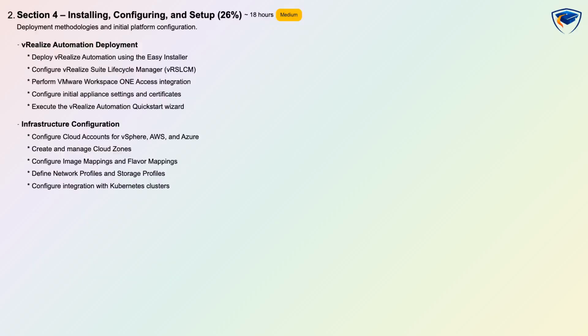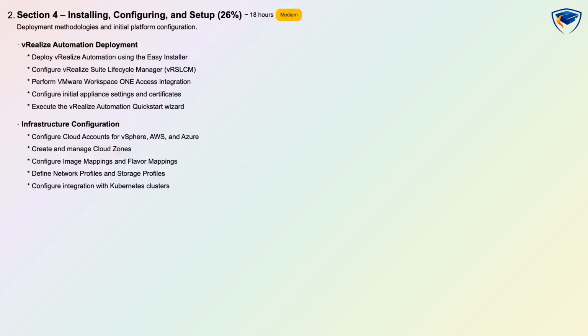Section 4 Installing, Configuring, and Setup is 26% of the exam, rated medium with about 18 hours of study and hands-on plus conceptual assessment. This domain covers deployment methodologies and initial platform configuration. You will practice deploying vRealize Automation with the Easy Installer, configuring vRealize Suite Lifecycle Manager, integrating Workspace ONE Access, and setting initial appliance settings and certificates.